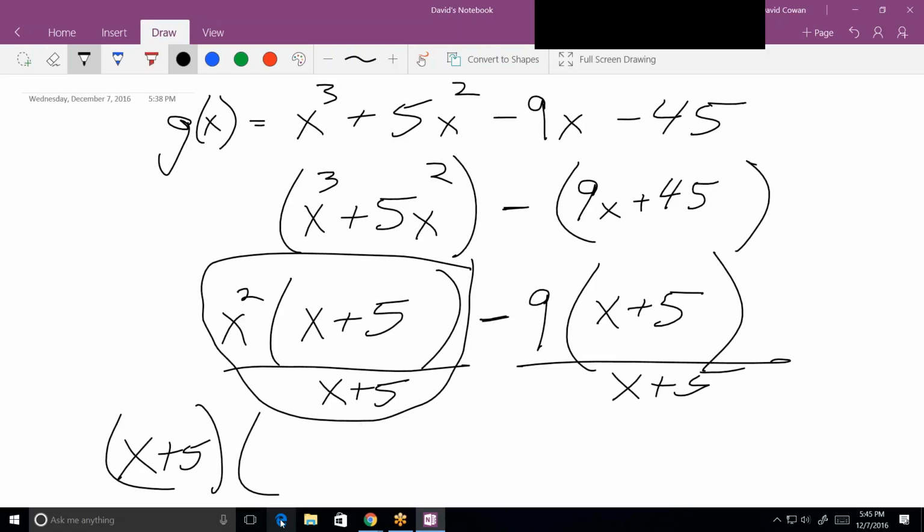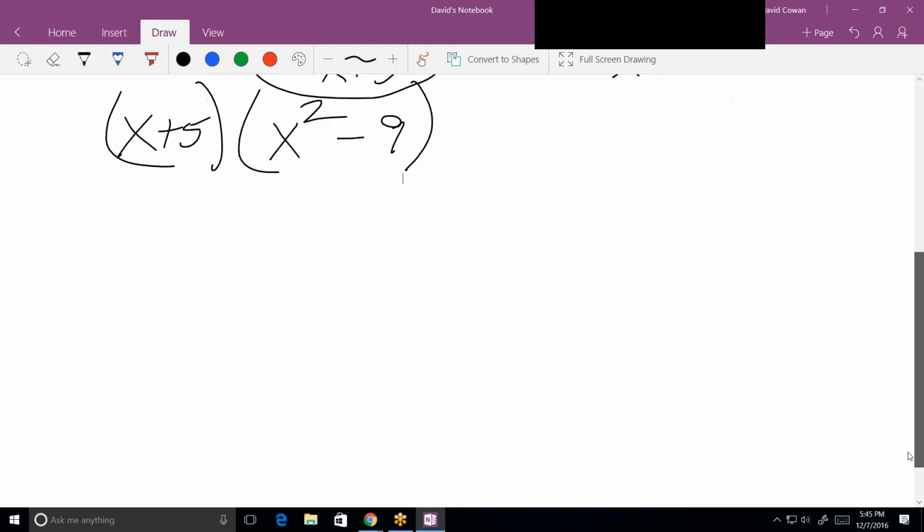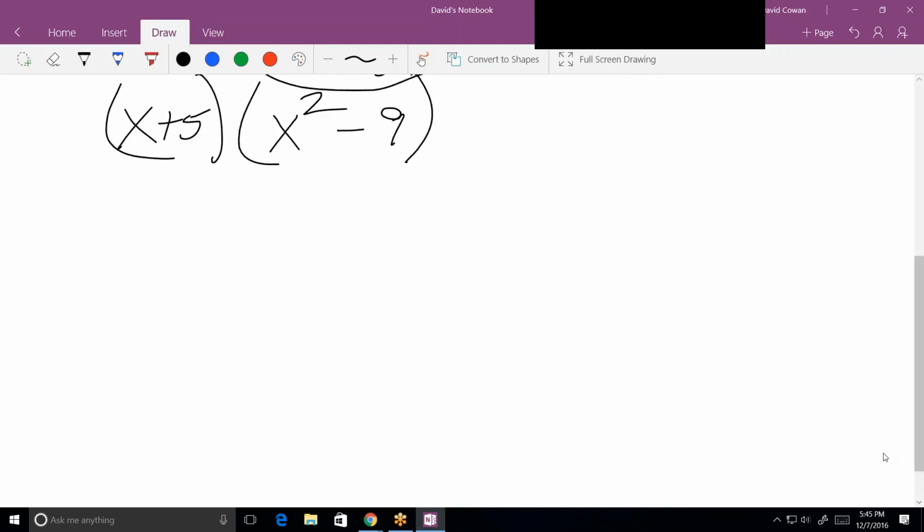Well, negative 9, right? On the left, what I've circled, what's left there? X squared. Okay. And what's left over here? Negative 9. Okay. That's what you get. In other words, if I multiply these two things back together again, I'll get my original cubic. Now, I'm not done because I can factor the x squared minus 9. Notice that's the difference of perfect squares.